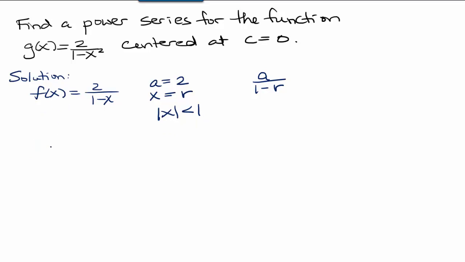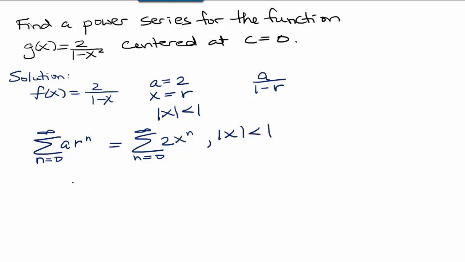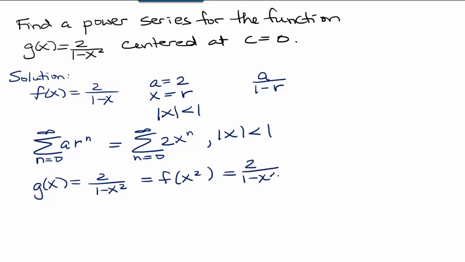Next we're going to construct our geometric series that has that quality. It goes from n equals 0 to infinity of a times r to the n, which is the series n equals 0 to infinity of 2 times x to the n, which converges when the absolute value of x is less than 1. Now our function g of x, which was 2 over 1 minus x squared, is exactly equal to f with x squared plugged into it.